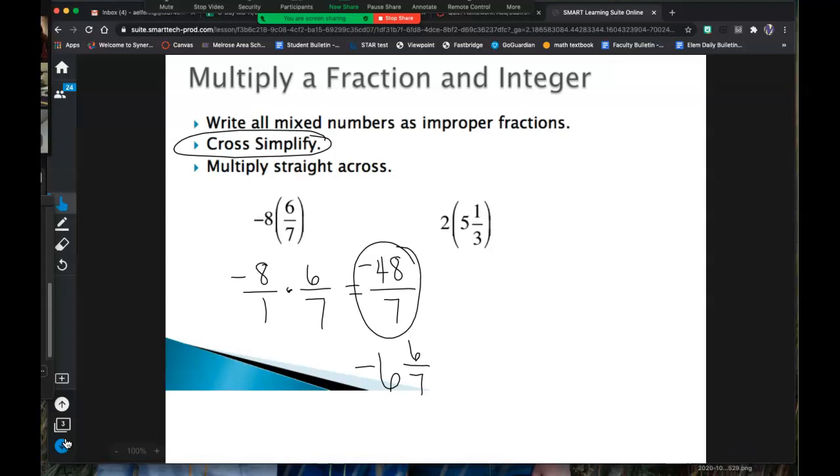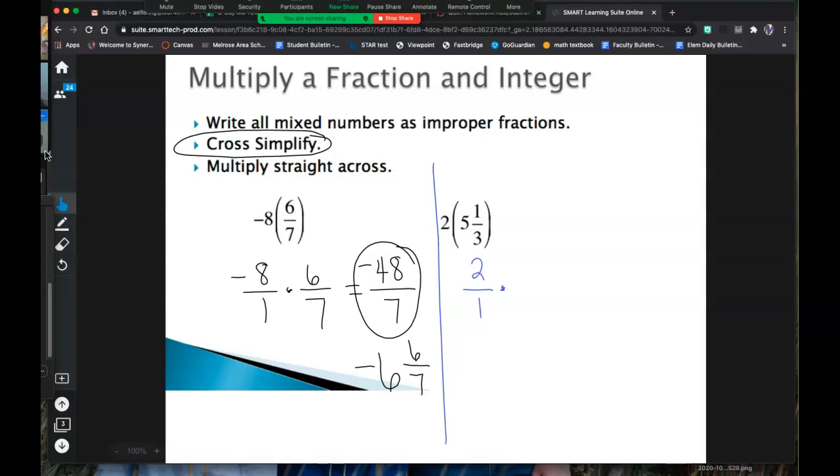Okay. On the second one, I have to write both of my numbers as fractions, but they can't be mixed numbers. So when I have 2, I'm going to write 2 as 2 over 1. And then I'm going to take 5 1/3 and I have to write it as an improper fraction. Do you guys remember how to write 5 1/3 as an improper fraction? Can anybody explain to me how I'd write 5 1/3 as an improper fraction? Anybody remember?